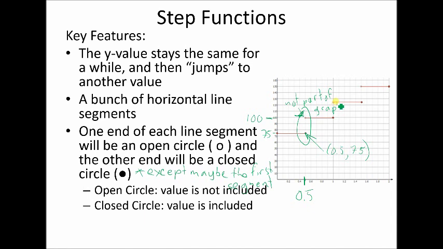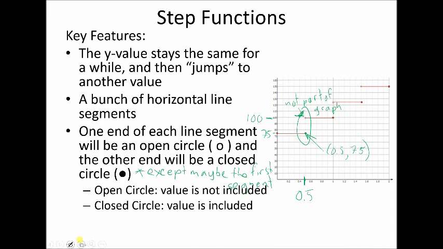So when x is 0.5, the y is 75. It's not 100. If I were to go to 0.6, okay, then y is 100. Or 0.55, y is 100. Or 0.51, y is 100. But at 0.5 itself, that's where the jump happens. And we have 0.5, 75.